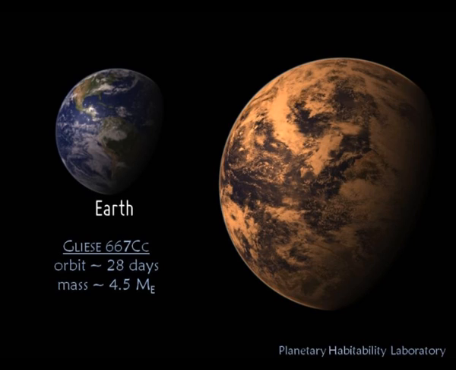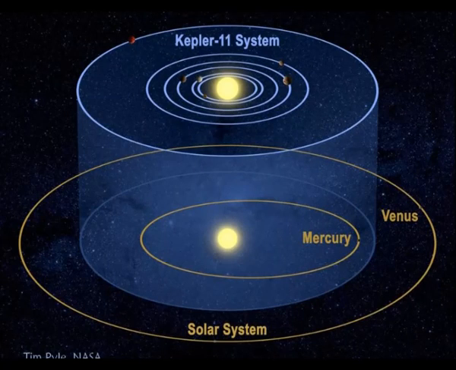Here's one, that's again an artist's impression of Gliese 667Cc. It's orbiting every 28 days. Its mass is about 4 Earth masses. Starting to get slightly cooler than 55 Cancri. And you don't just see them in isolation, you see them in planetary systems. We're detecting well over 100 different multi-planet systems.